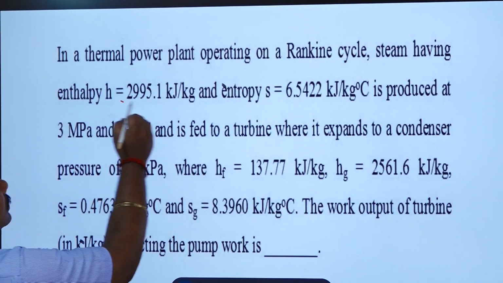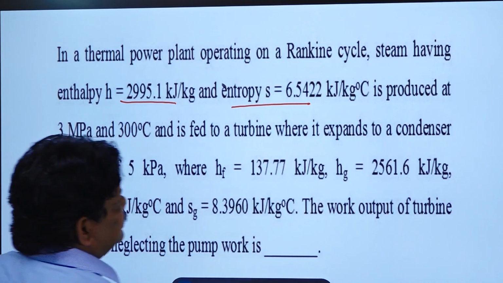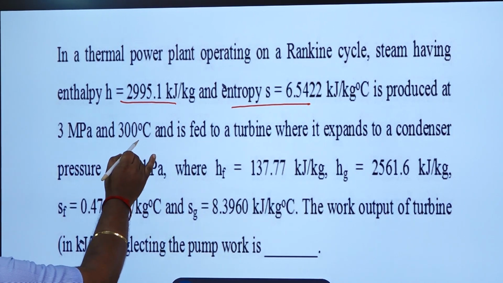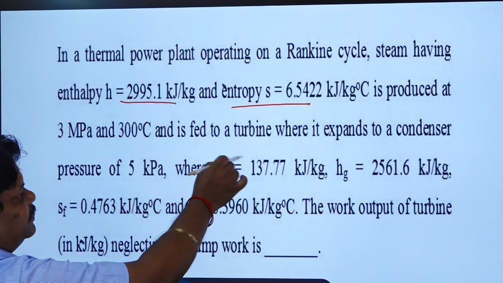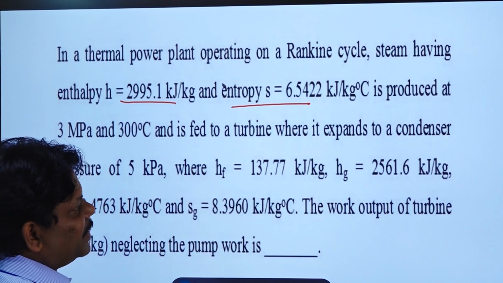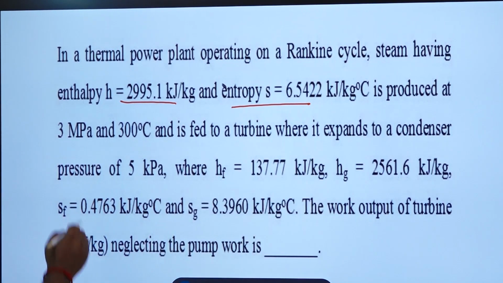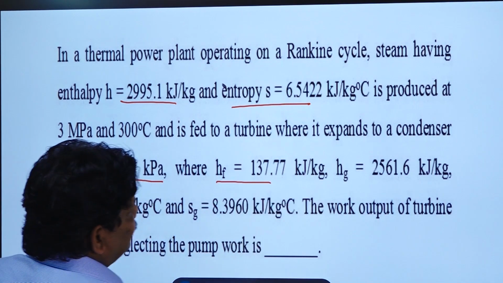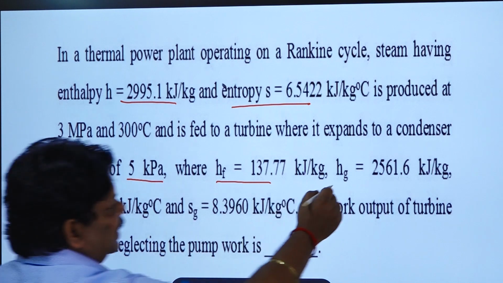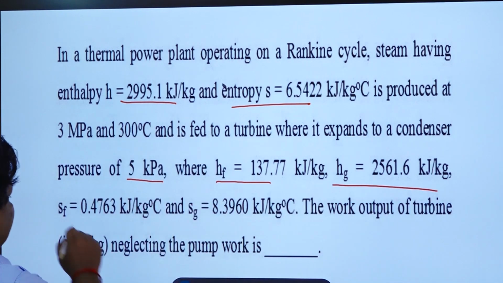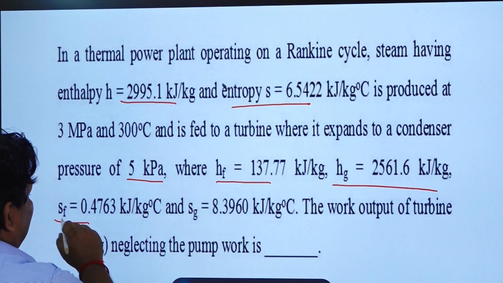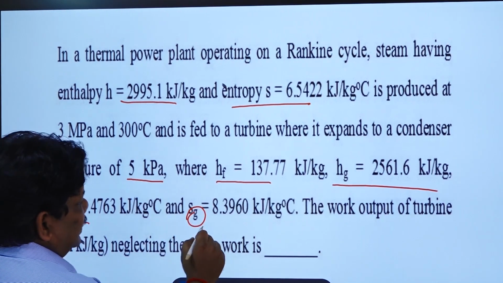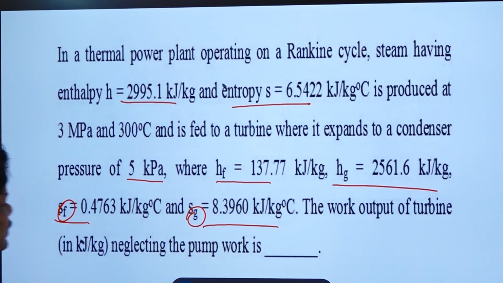is given to you, then entropy is given to you, which is produced at 3 megapascal and 300 degrees centigrade, and it is fed to a turbine where it expands to a condenser pressure of 5 kilopascal. Then the values of the enthalpy at fluid condition and at gaseous condition are given to you, and the entropy is also given for the fluid and gaseous conditions. What is the work output of the turbine? You have to neglect the pump work.